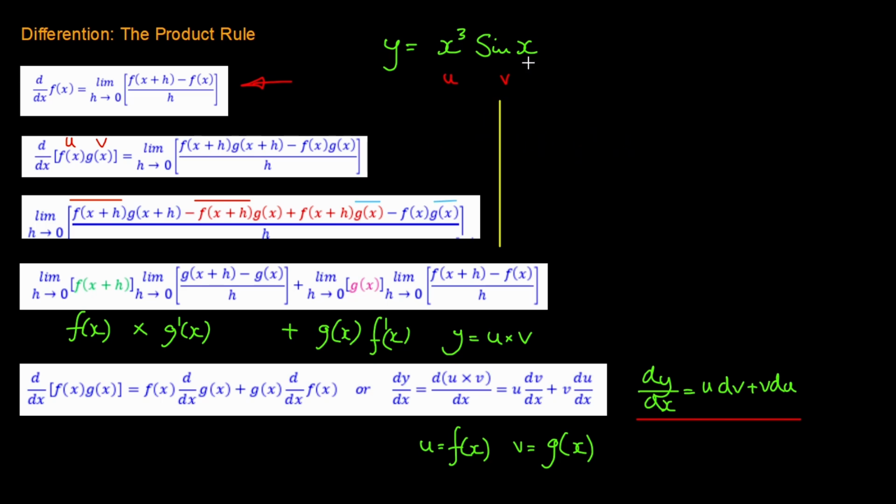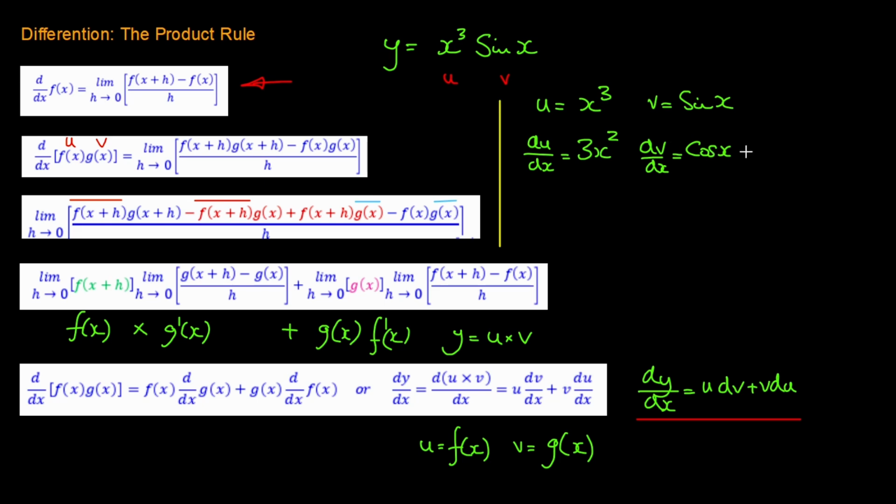So let's apply it to the example I posed right at the beginning of the tutorial here. We've got x cubed as u and sine x as v. So let's just write that out. u equals x cubed and v equals sine x. Okay, we want du/dx, which is equal to 3x squared. And dv/dx, the differential of sine, is cos x.